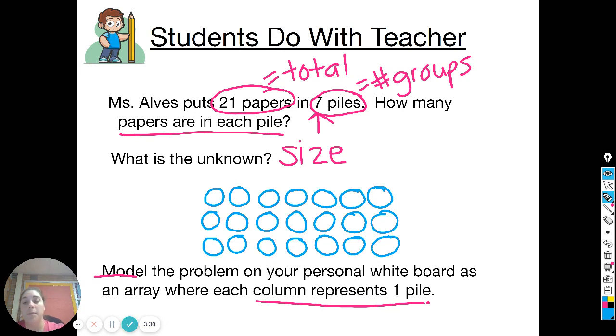Okay, so here is an array. Go ahead and catch up if you need to. This array shows 21 papers total, if we're saying each circle is a paper. There are 7 piles, so we have 7 columns going up and down. And so from this picture, you should already be thinking about how many papers or how many circles there are in each pile or each group.